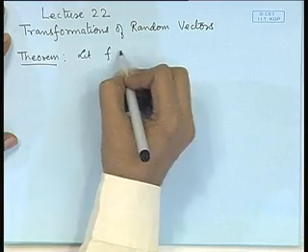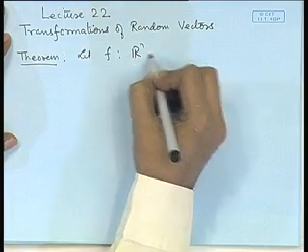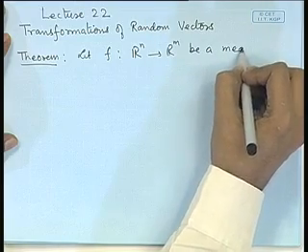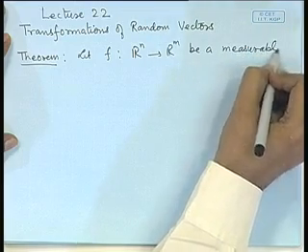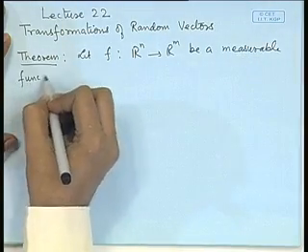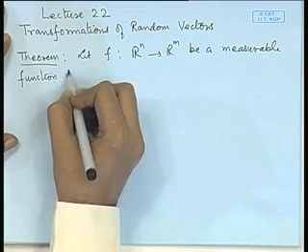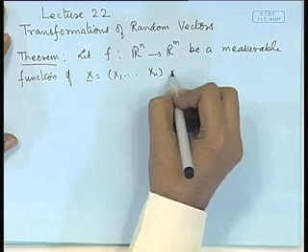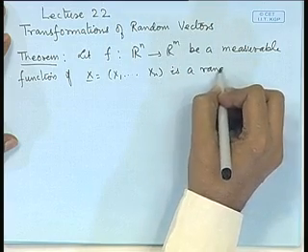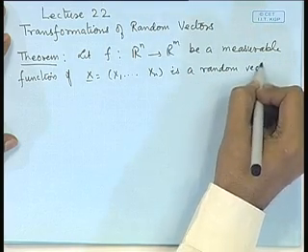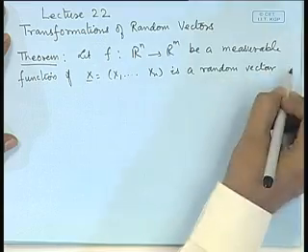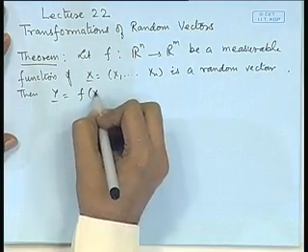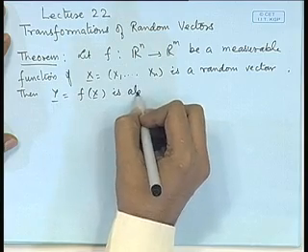Let f from R^n to R^m be a measurable function. So, if x is equal to (x1, x2, ..., xn) is a random vector, then let us call y equal to f(x), which is also a random vector.